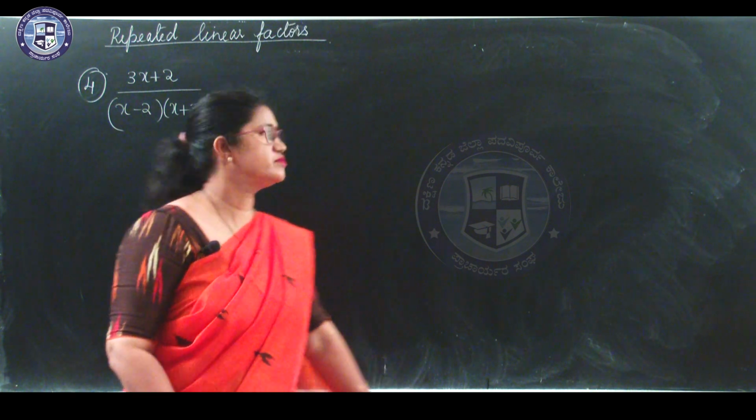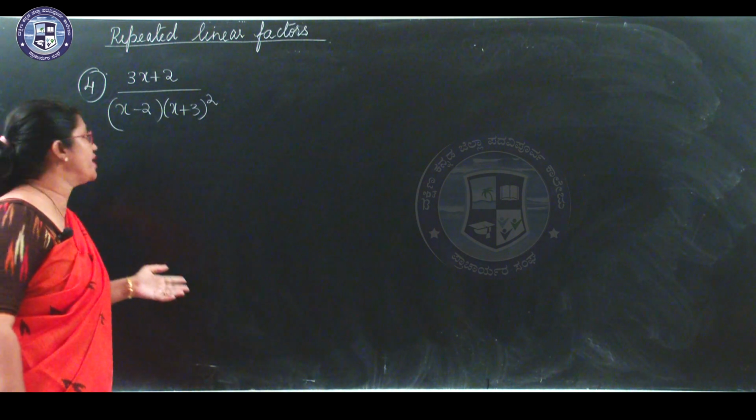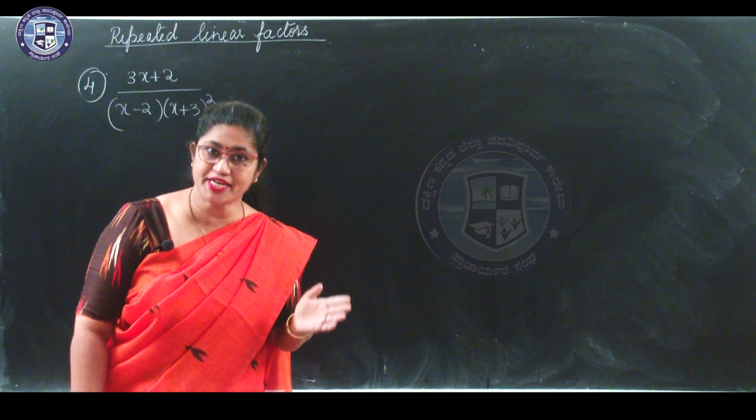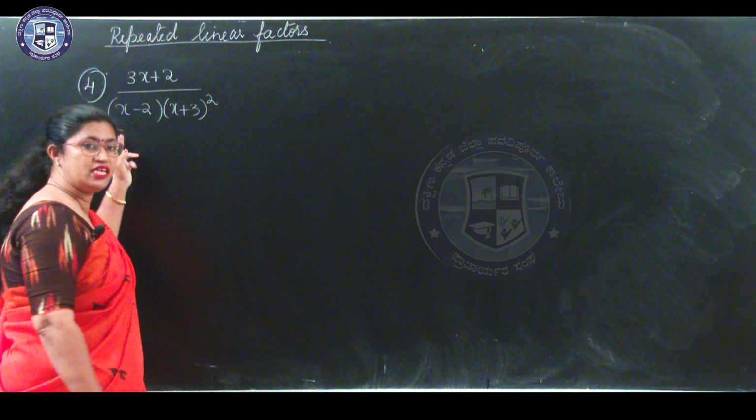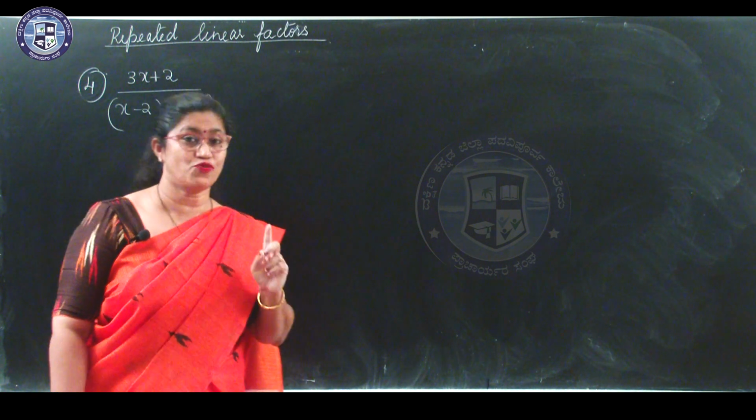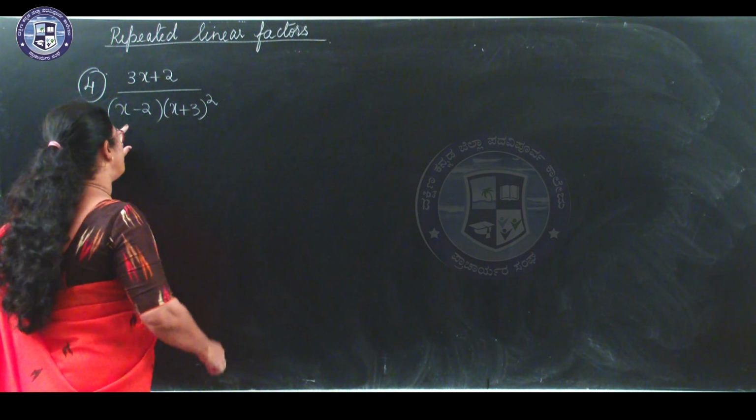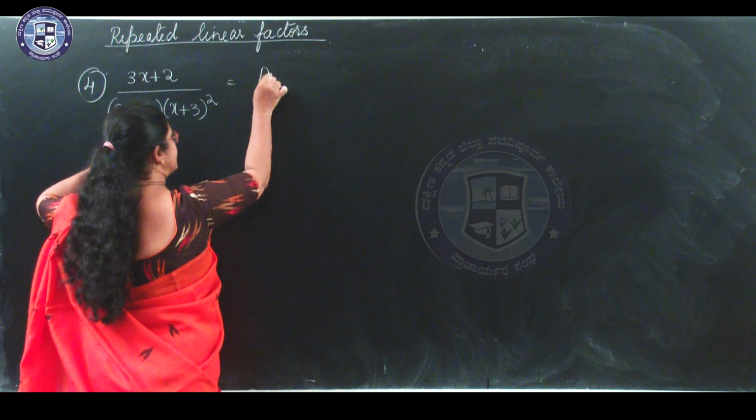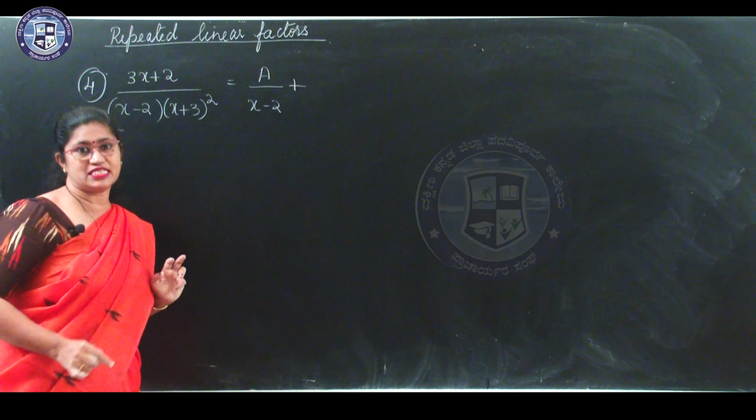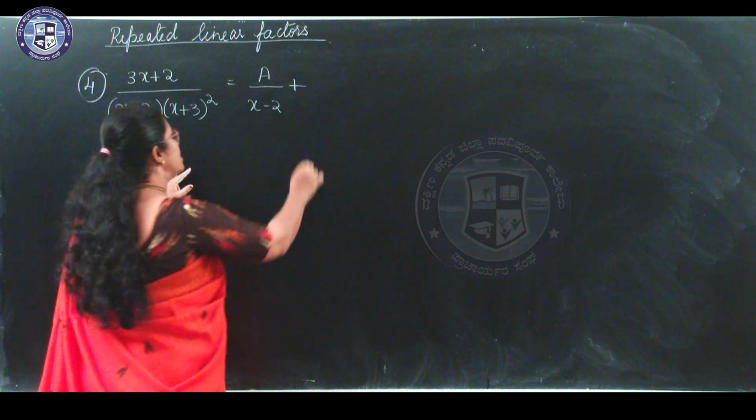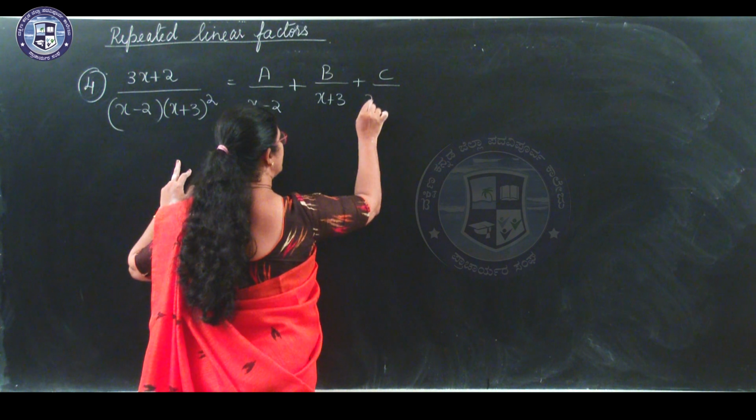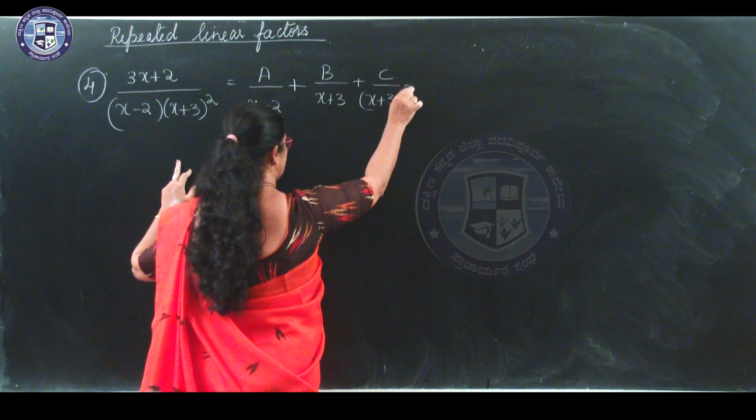Question 4. 3x plus 2 by x minus 2 x plus 3 the whole square. Look at the denominator, one is a linear factor and the other one is linear but it is repeated. So, we know now how to do when it is a repeated factor. So, split it up and write it as a by x minus 2 plus, since it is repeated I have to write it twice, b by x plus 3 plus c by x plus 3 the whole square.